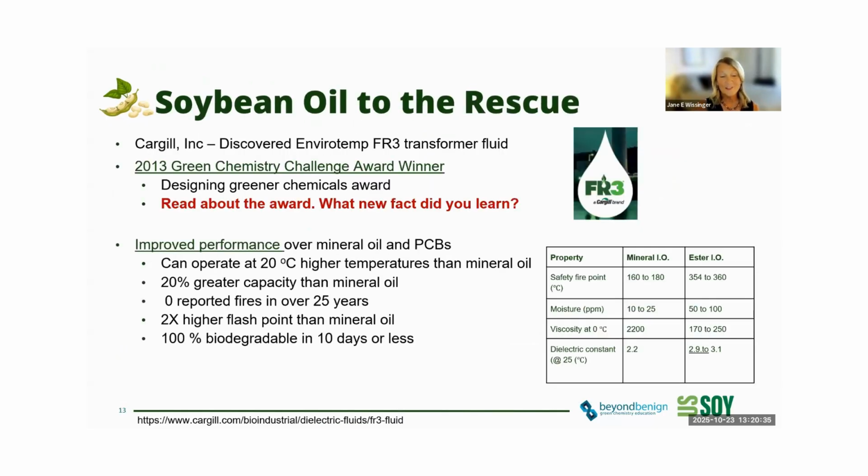So getting to the point of the whole case study, soybeans came to the rescue here. That is, Cargill Incorporated designed a soybean oil that is now used in many, many transformers. We present the chemistry of the different properties that improve its performance over mineral oil and the PCBs. So it can operate at higher temperatures, with better capacity. Zero fires have been reported using this new product by Cargill that's based on soybeans, and it's biodegradable in the environment. Win-win here.